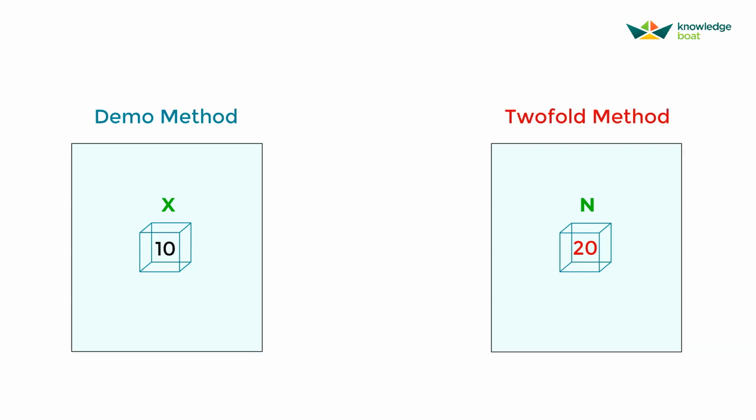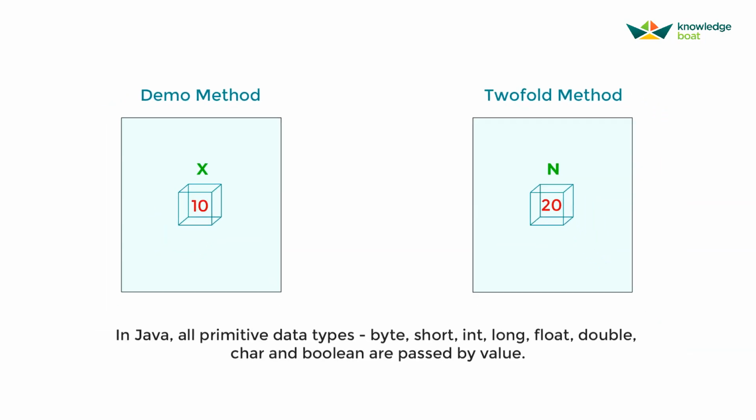When we check the box in twofold method, we find that it contains 20. After that, when we come back to demo method and check its box, that still contains 10, as the two boxes are different. Changes done by twofold method to its box do not affect demo method's box. This is called pass by value. In Java, all primitive data types are passed by value. So if a method argument is byte, short, int, long, float, double, char or boolean, then it will be passed by value.